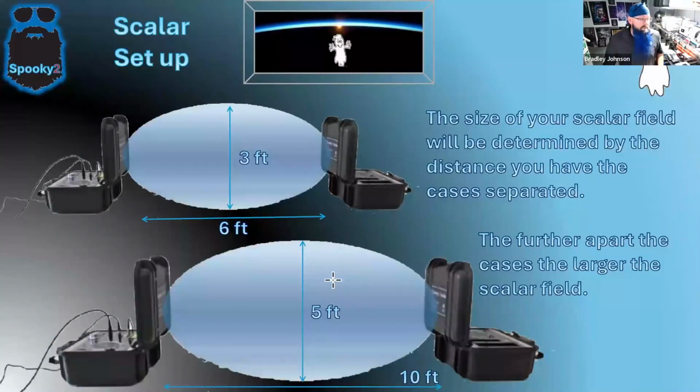What I mean by this is that the distance and length that you're setting these up will vary the size of the field. So these are the kind of arrangements that if you have roughly a 6-foot distance, then you're going to create roughly a 3-foot scalar bubble that is roughly the size of a football shape between the two cases. Whereas if you extend the link between these two to a 10-foot distance, now we're talking about a 5-foot kind of football bubble.